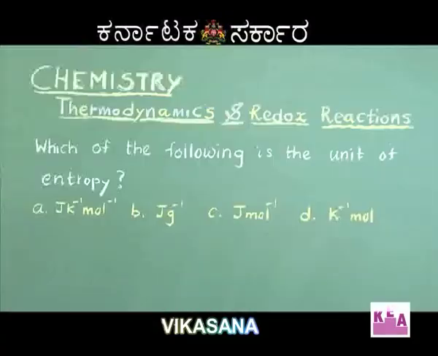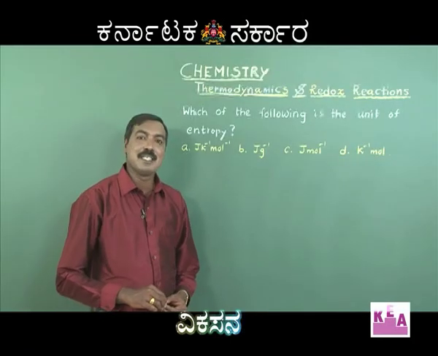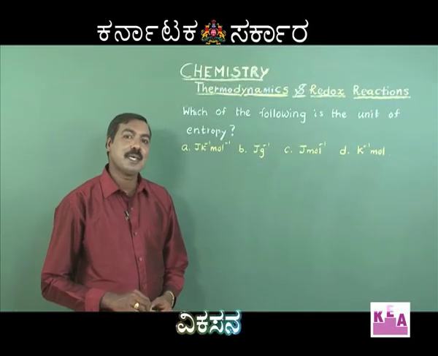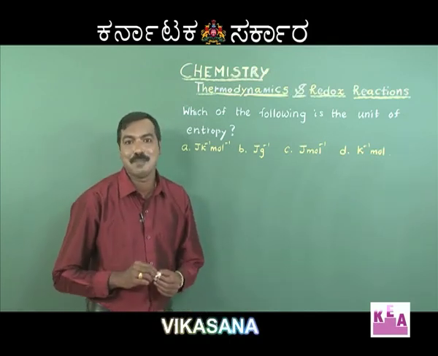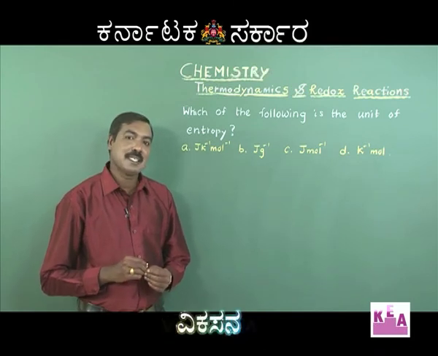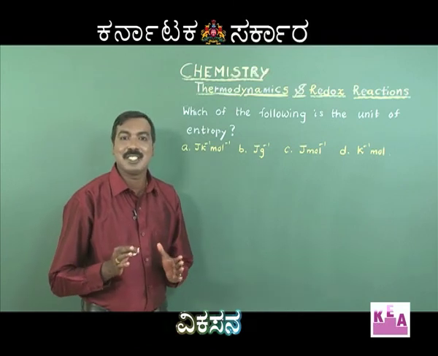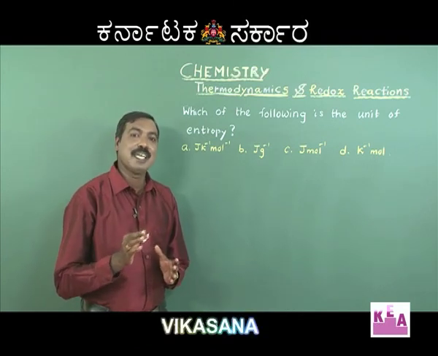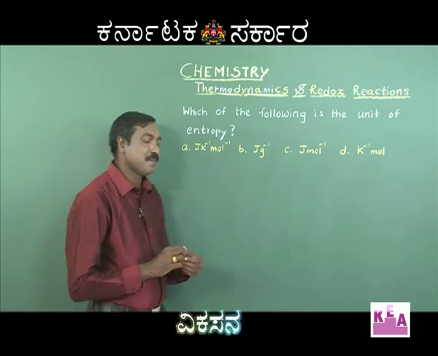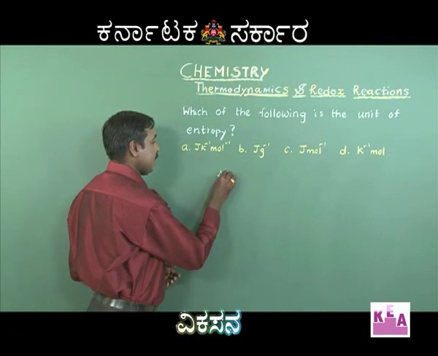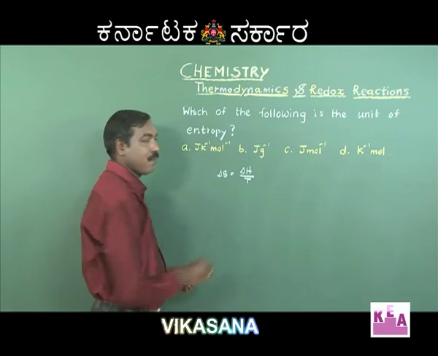Our next question: which of the following is the unit of entropy? We had discussed a little while ago that entropy is defined as the disorderness or randomness of a system. Again, the value of entropy will tell whether the reaction is feasible, that is spontaneous or not. Entropy is mathematically written as delta S is equal to delta H by T.